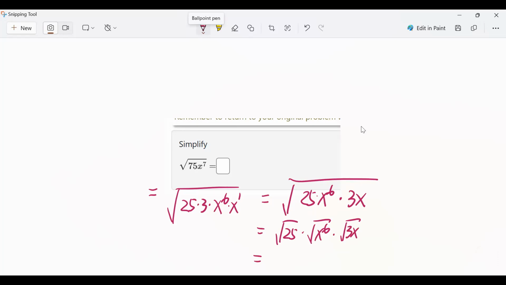And then square root of 25, that's 5. And then for this part, the index is going to be 6 over 2, that gives us x to the third. And square root of 3x. So 5x cubed and square root of 3x.